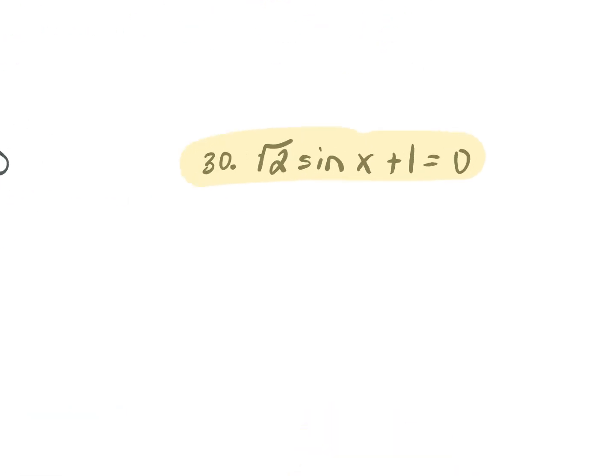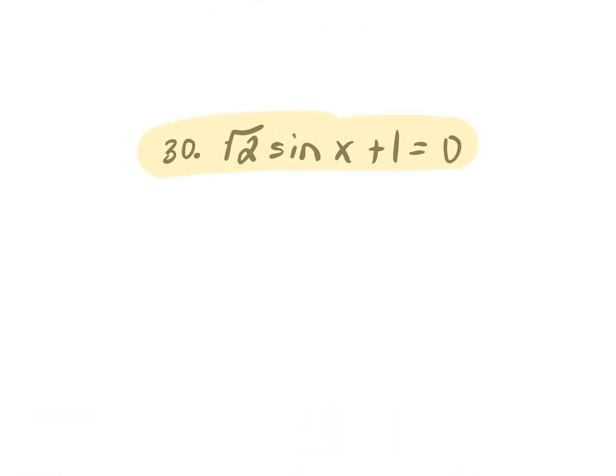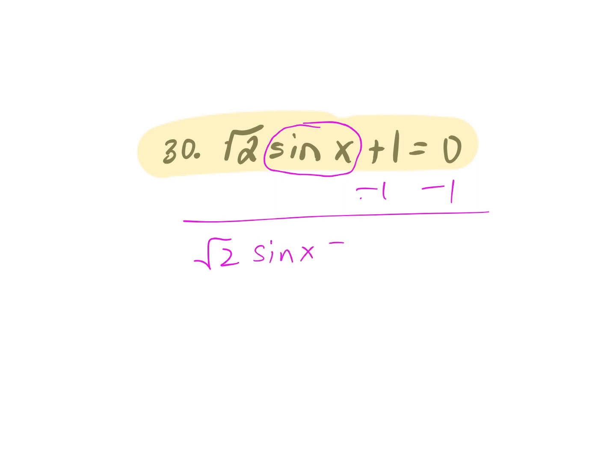All right? What I want to impress upon you enough, guys: you need to isolate the trig function. Don't worry about what it looks like on the outside. Get the trig function by itself. Now you can plainly see what you need to do. What do I need to do first here? Subtract 1. Good. So you have the square root of 2 times sine of x equals negative 1.